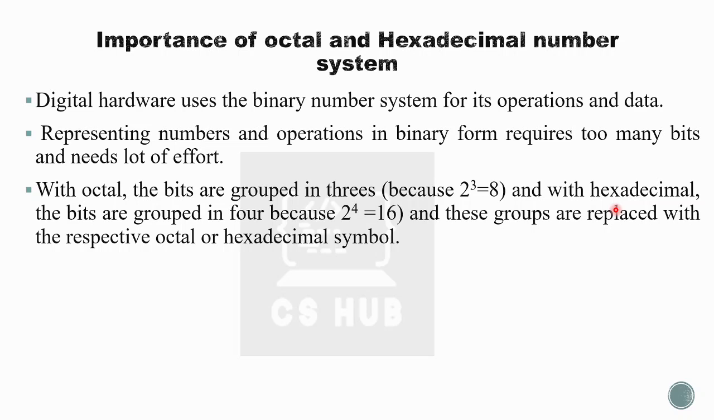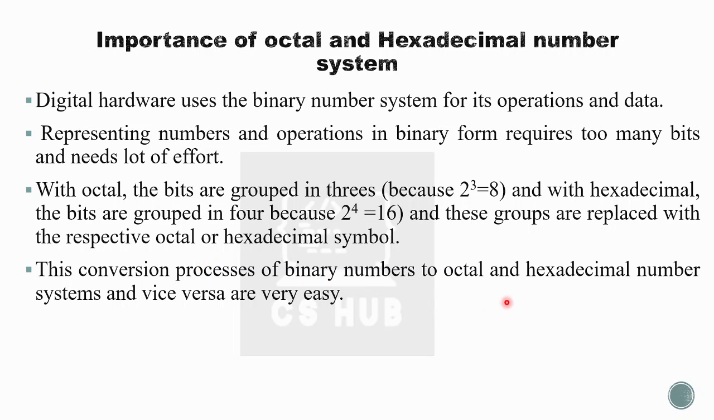In the case of hexadecimal also, we are grouping the binary number, but here we are grouping it into 4. So one hexadecimal digit is equivalent to 4 binary bits. So easily we can say that the size of the number will be reduced. That means the bits of the numbers will be reduced. It requires only a fewer number of bits than binary. With octal, the bits are grouped in threes, and with hexadecimal, the bits are grouped in 4, and these groups are replaced with a respective octal or hexadecimal symbol. This conversion process of binary numbers to octal and hexadecimal and vice versa is very easy.